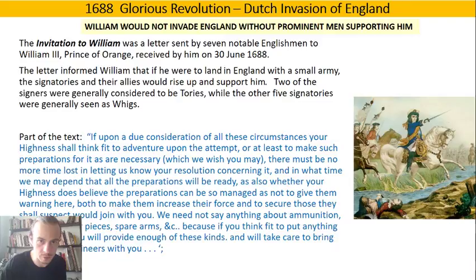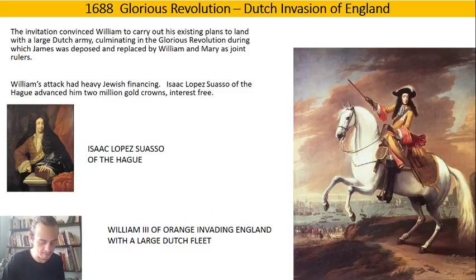This invitation to William was sent in a letter by notable Englishmen and received by him on June 30th, 1688. And they talk about the need for surprise and stealth and quickness here. And William's attack had heavy Jewish financing. Isaac Lopez Suassuna of The Hague advanced him 2 million gold crowns, interest-free.